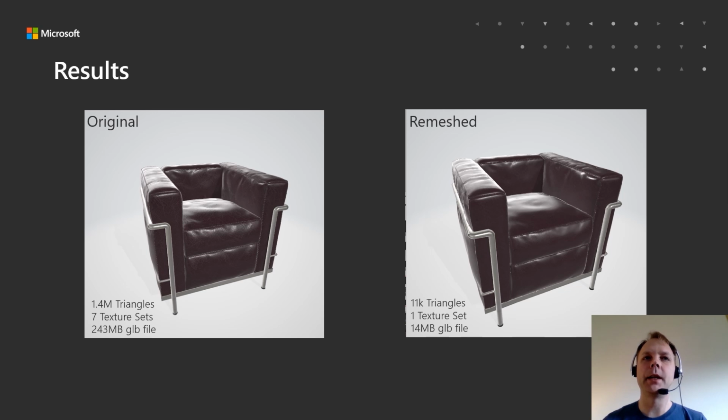So if you look at some data for this specific model, we started with 1.4 million triangles, 7 sets of textures. And with 7 sets of texture, it means that we have the base color, normals, roughness, and metalness maps for all these 7 texture sets. And together, this is a 243 megabyte GLB file. The output is 11K triangles, 1 set of PBR maps, and a 14 megabyte GLB file. So this one is significantly lighter than the original model.